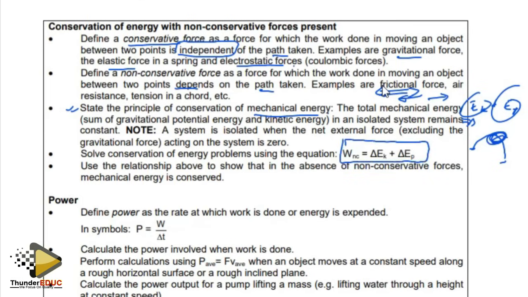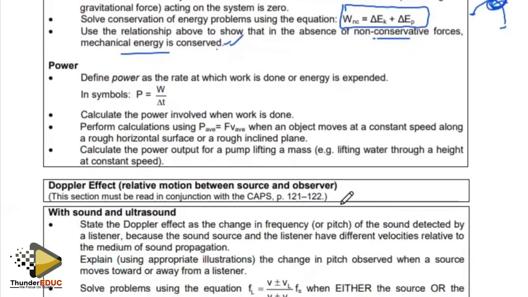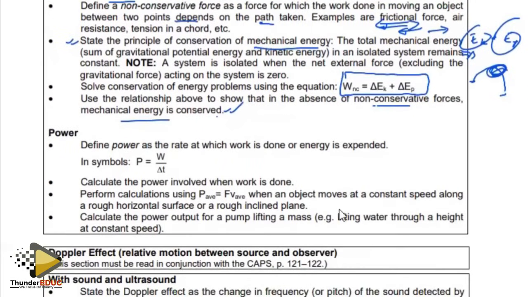The change in EK plus the change in EP, we get our answer. And then I use the relationship above to show that in the absence of non-conservative forces, mechanical energy will always be conserved. And then power, we define power as the rate at which work is done, and then we use this formula to calculate the power involved, perform calculations, and so on and so forth.